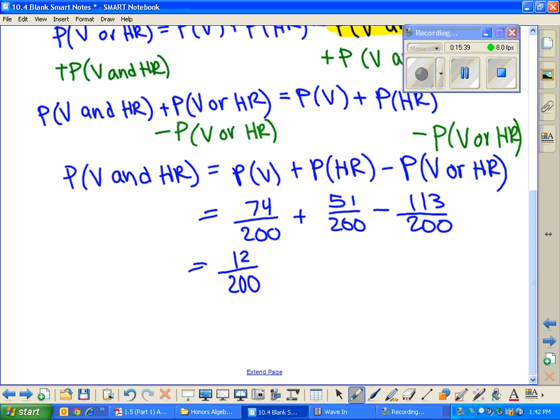Is that how I should leave my answer? No. What should I leave it as? 3 over 50 is a good final answer. You could also say 0.06 or 6%. Do you have a good chance of randomly selecting a student that is a varsity athlete and honor roll student? No, that's a very small percent chance that would happen. Very small. Are we okay with that example though? Yeah.